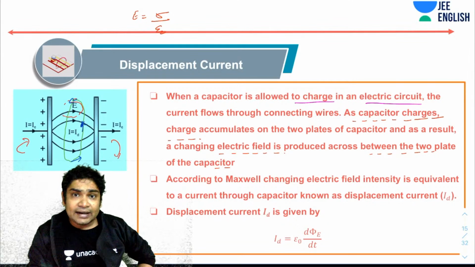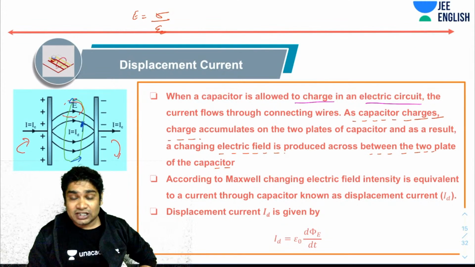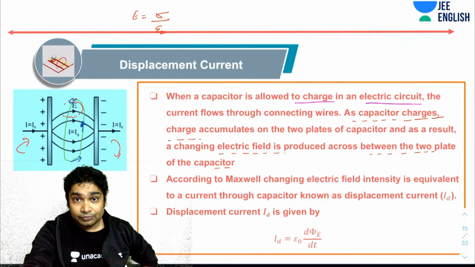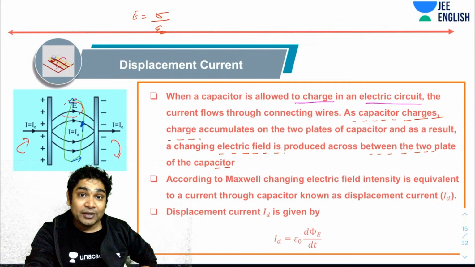However, what is the current enclosed? There is actually no current enclosed physically, right? Because this space is empty. So now the problem is, how is this magnetic field getting produced?